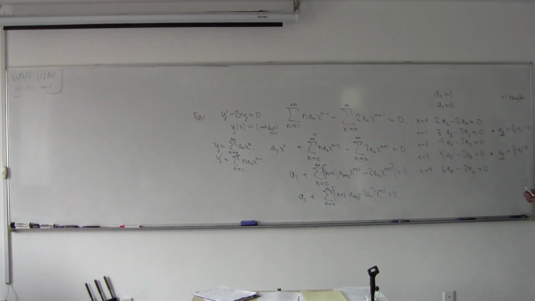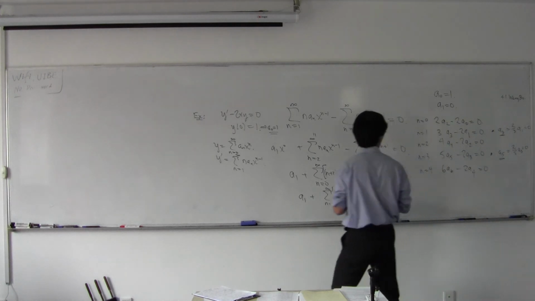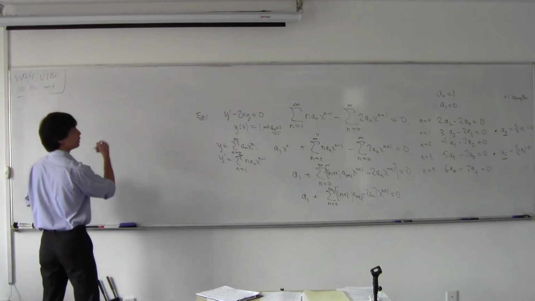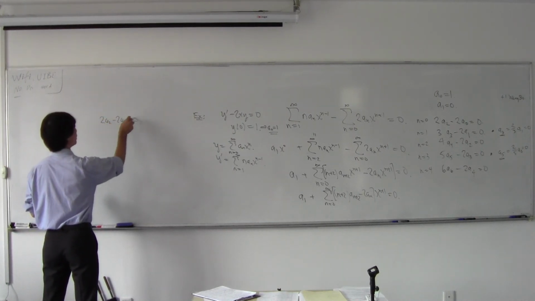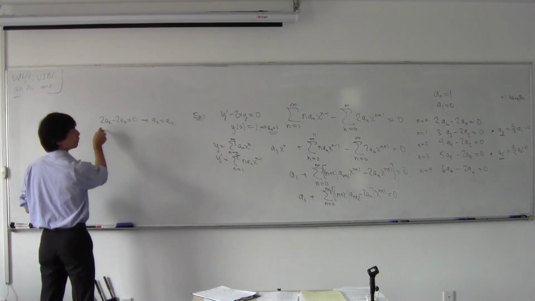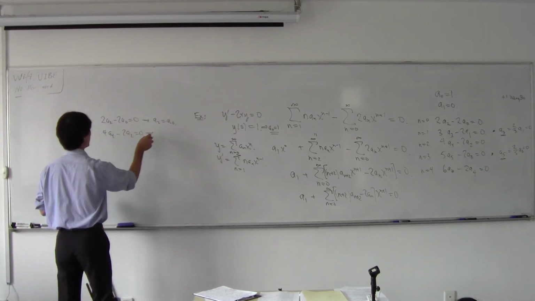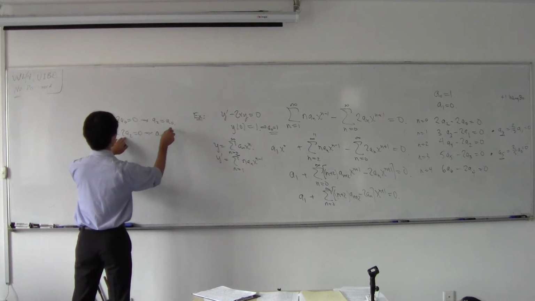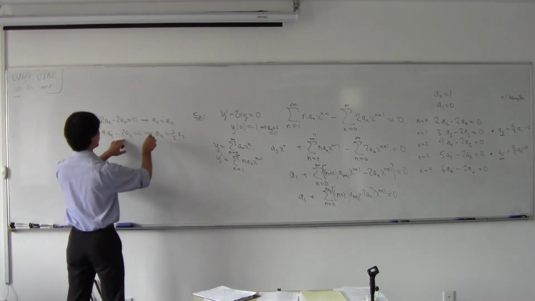Okay. Now, what about the even guys? Well, what you see is that 2A2 minus 2A0 is 0, so A2 equals A0. 4A4 minus 2A2 is 0, so you see that A4 is what? 1/2 A2. A4 is 1/2 A2.